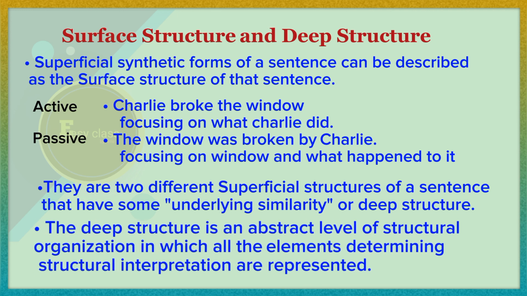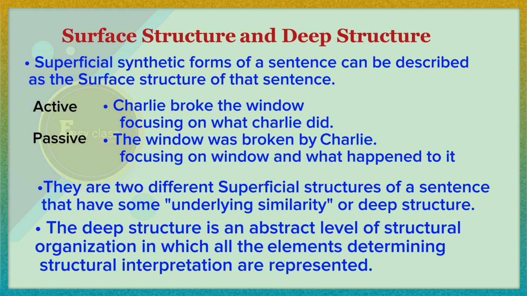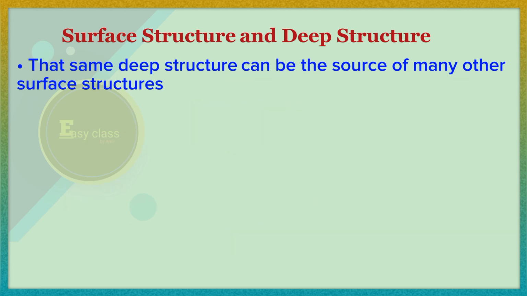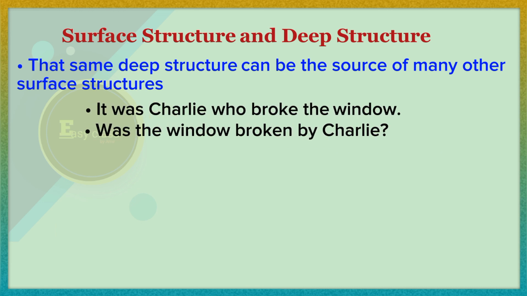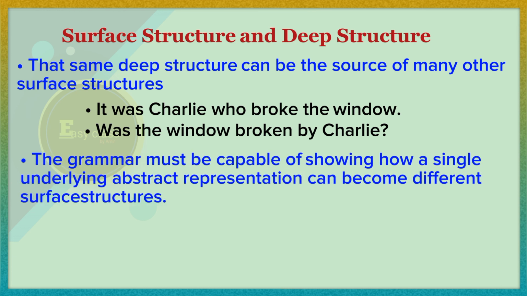The deep structure is an abstract level of structural organization in which all the elements determining structural interpretation are represented. That same deep structure can be the source of many other surface structures, such as it was Charlie who broke the window, and was the window broken by Charlie. In short, the grammar must be capable of showing how a single underlying abstract representation can become different surface structures.